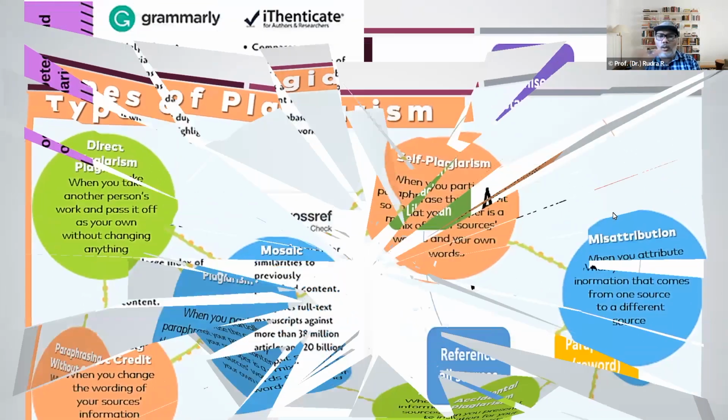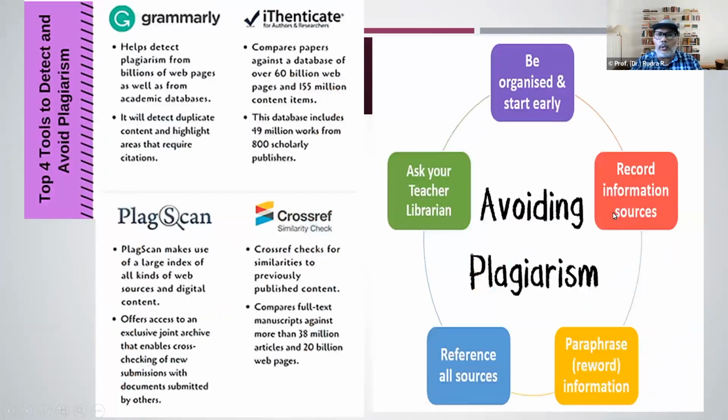These are also the top 4 tools to detect and avoid plagiarism. Okay, so Grammarly, as I told you, Grammarly, I think we have already covered. It helps detect plagiarism from billions of web pages as well as from academic databases. It will detect duplicate content and highlight areas that require citations. Because if you have not cited well, Grammarly will give you a report also. It has the capability.